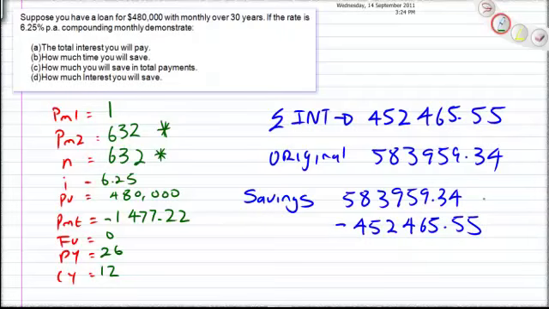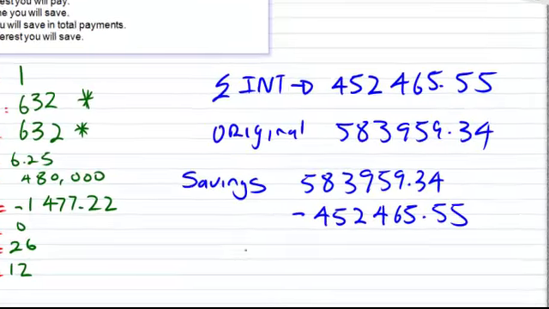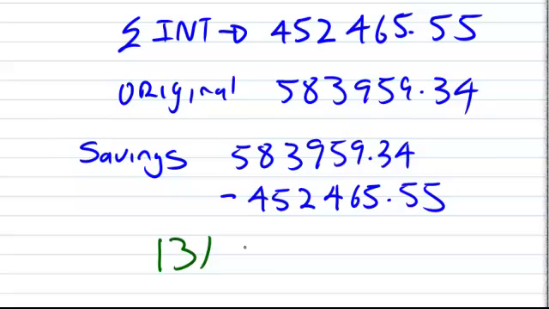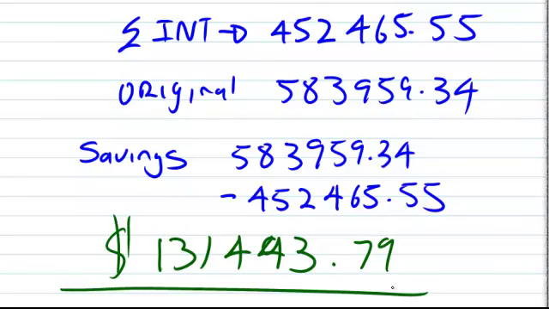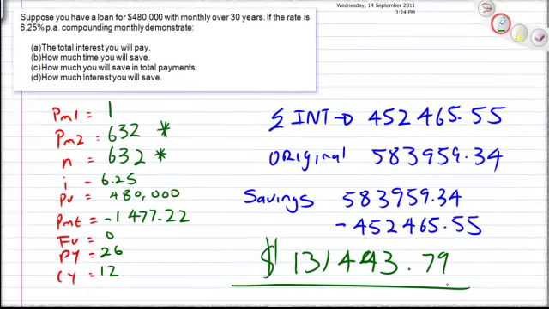So your savings come from taking the interest that you pay originally, take away the interest that you pay fortnightly, and it will give you a savings in interest payments of $131,493.79. So it's a substantial savings in interest when you do fortnightly repayments. So you save $131,000 in interest just by paying fortnightly because of those 2 extra payments.